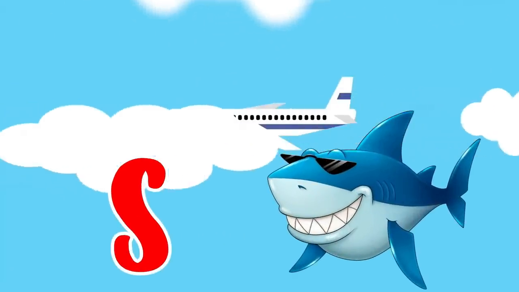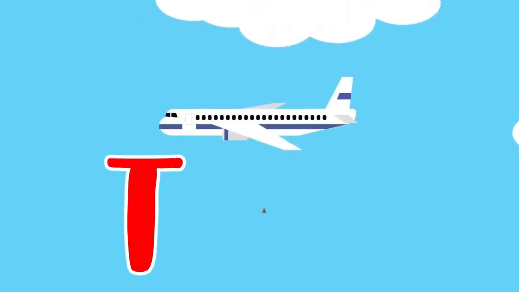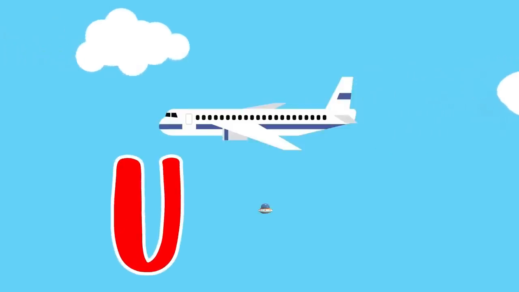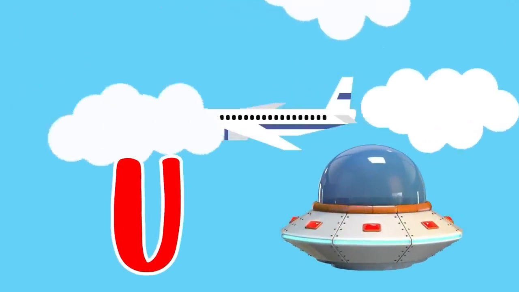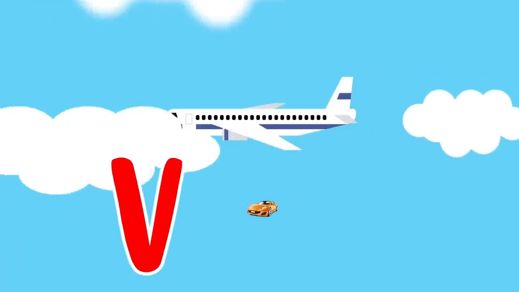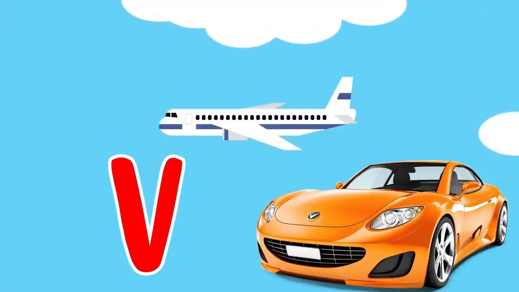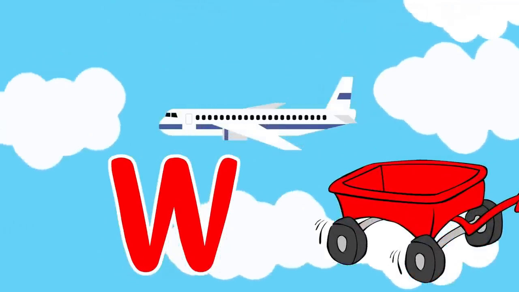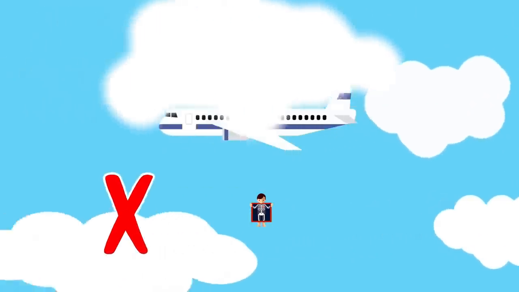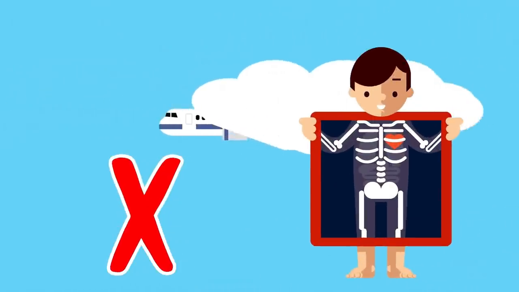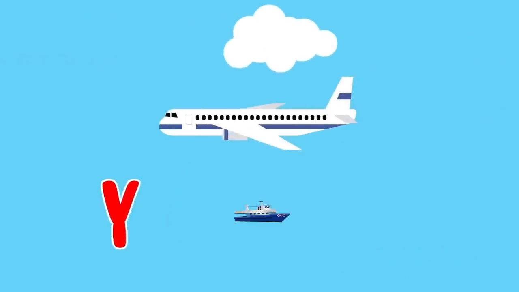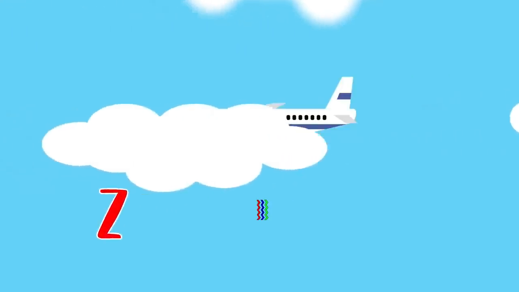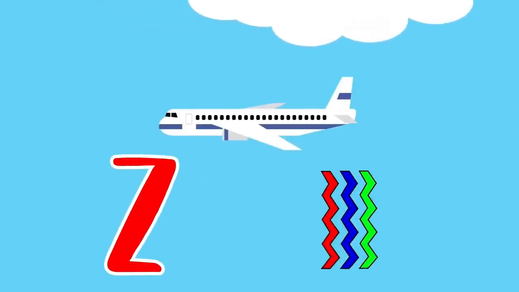S for shark. T for teddy bear. U for UFO. V for vehicle. W for wagon. X for x-ray. Y for yacht. Z for zigzag.